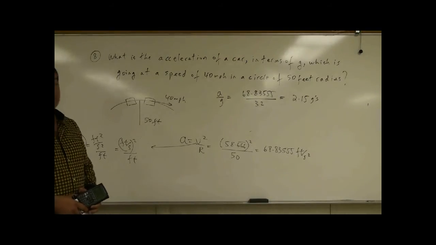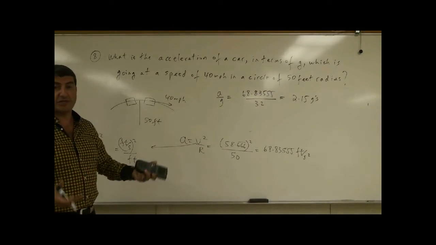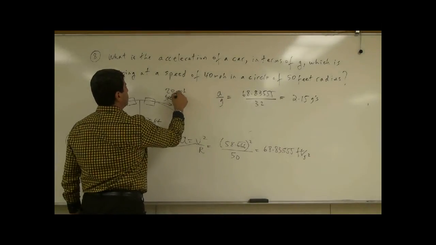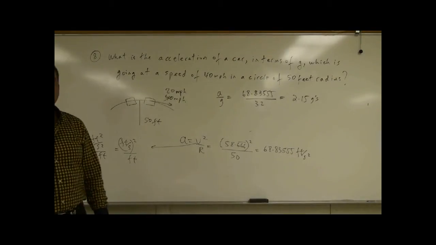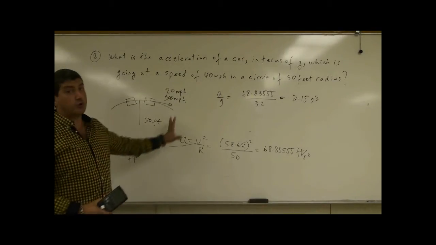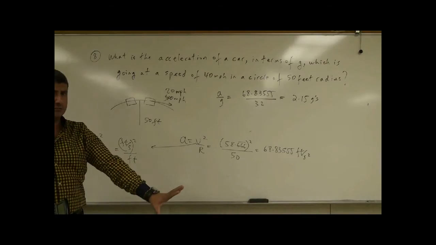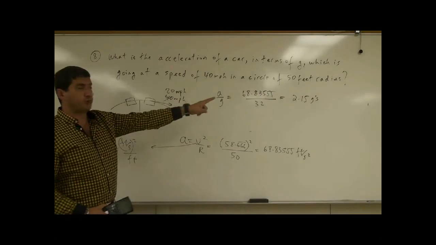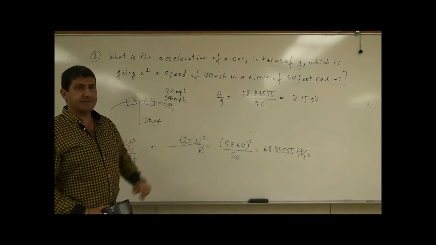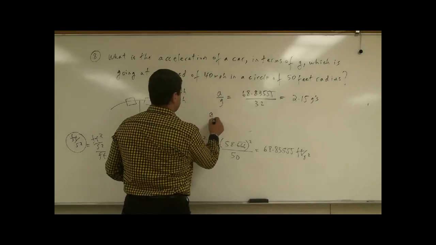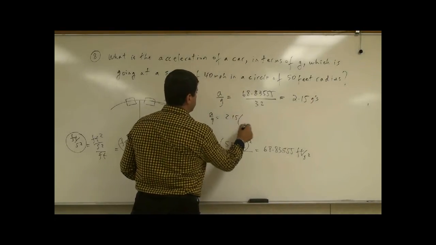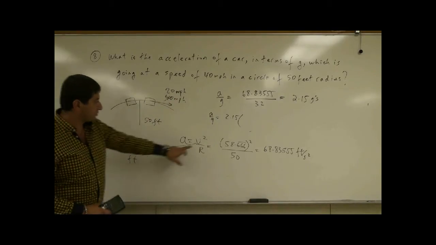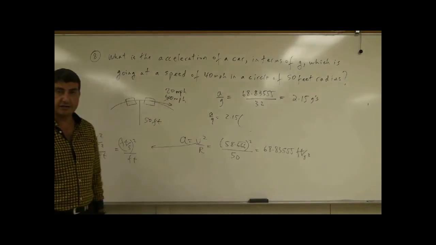What would happen if I double the speed, triple the speed, or halve the speed? What if the car is going 20 miles per hour, half the speed? What's going to be the acceleration? Do we have to go through the whole calculation again? The answer is no. We already know 40 miles per hour is 2.15 G's. What's going to happen if I halve the speed? Acceleration is proportional to the speed squared.